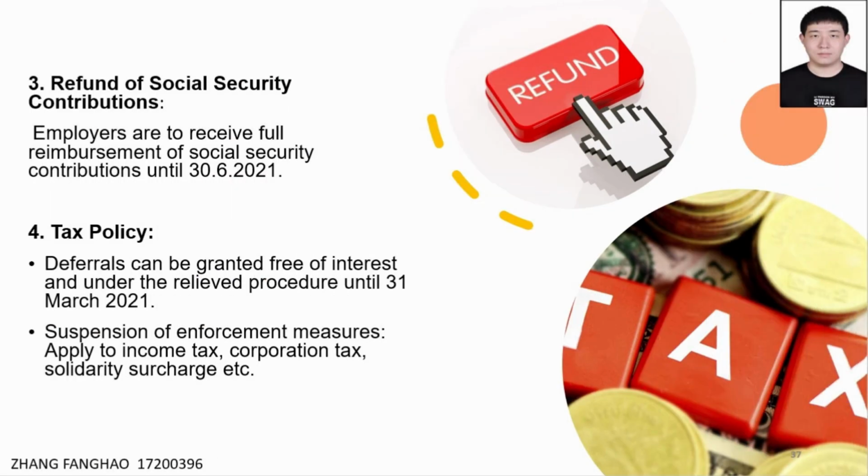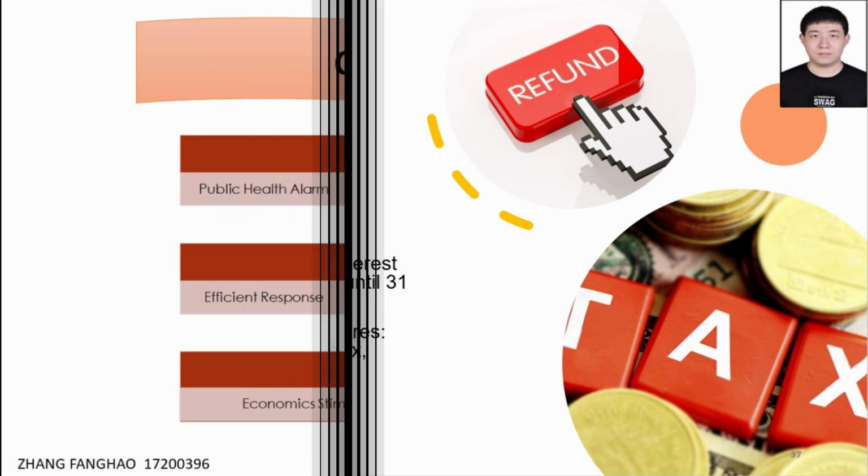Social Security contributions are compulsory payments paid to general government that confer entitlement to receive a future social benefit. Because of these special moments, employers are to receive full refunds of Social Security contributions until next year in June. And for the merchants almost suffering bankruptcy, tax deferrals can be granted free of interest charge and under the relieved procedure until 31st March next year, and the individual tax enforcement is suspended until further notice.